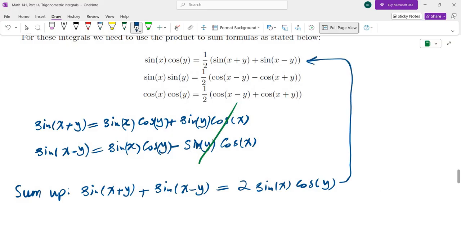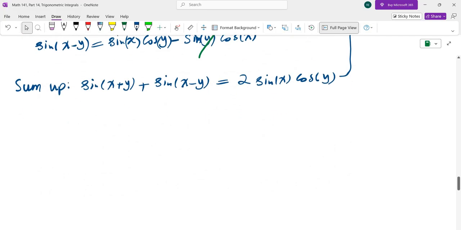So if you look at this one, that's exactly sine x cosine y is 1/2 of sine of sum plus sine of the difference. Now remember that sine is odd, so sine of x minus y and sine of y minus x are actually negative of each other. We can do something similar for cosine.